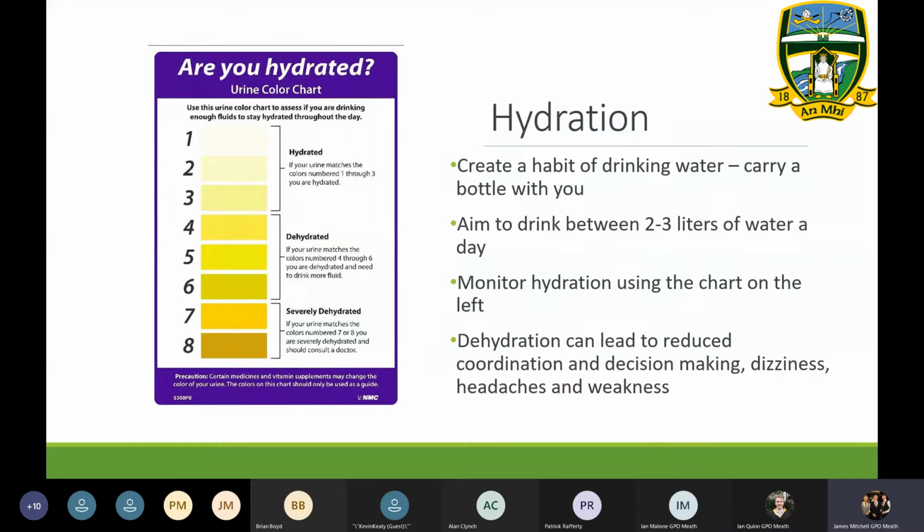So yeah, what I didn't touch on was what can happen if we aren't properly hydrated, okay. Dehydration can lead to reduced coordination, decision making, dizziness, headaches, weakness. We've probably all suffered that at stages, whether it be playing sport or after a night out or anything like that. We've probably all been in a dehydrated state, and it's not a good state, whether that be during sport or even just your general day-to-day life. So it is important to try and stay hydrated as best we can.